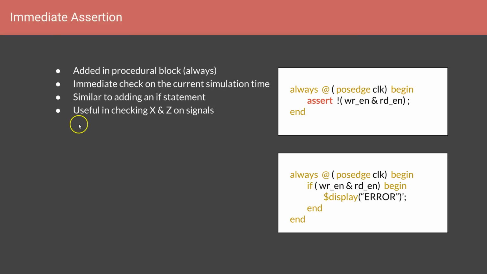Immediate assertions will be useful in checking the X and Z conditions in a signal, for checking unknown or floating values during known phases of the simulation. So you could add a check like a signal should not be X after reset, or something like that.